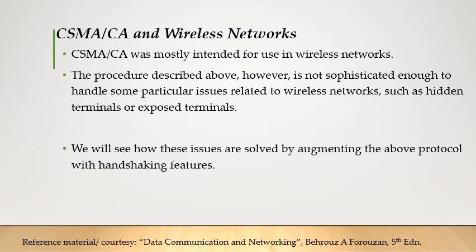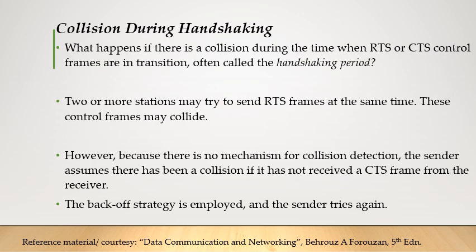So CSMA CA was mainly used for wireless networks. It's not sophisticated enough to handle some of the wireless related issues yet, such as the hidden terminal or exposed terminal. So we will see that. These issues, some of these hidden station problems, are solved by augmenting the above protocol with something known as handshaking features, which is actually already present to some extent. So what is this handshaking?